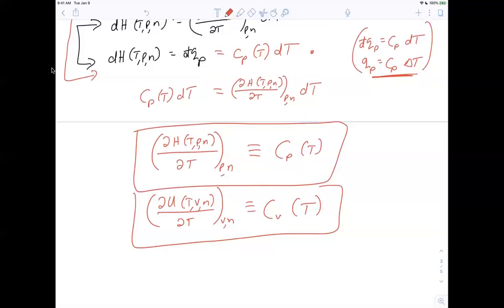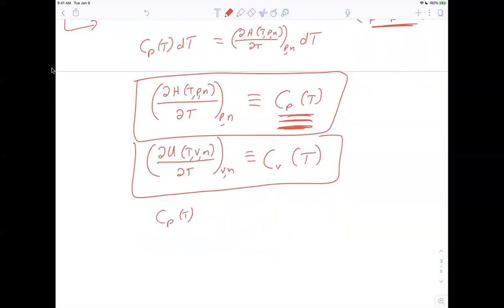Any questions or comments so far? Just as I did for U, I've written the partial derivative of H with respect to temperature in terms of something that's experimentally measurable. So Cp and Cv are experimentally measurable. You can measure these properties of a substance in the lab, so you can arrive at them experimentally. Any questions or comments?